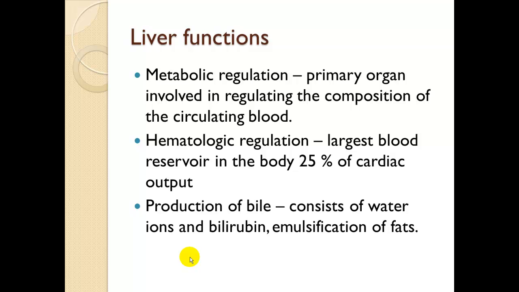Liver functions. Metabolic regulation. The primary organ involved in regulating the composition of the circulating blood, and that's the liver's function. Hematological regulation, largest blood reservoir in the body. 25% of the cardiac output runs through the liver or is stored in the liver at any given point. Production of bile consists of water, ions, and bilirubin. And bile does one thing for us. It emulsifies fat. So if you think of it as Dawn dishwater, it will emulsify or help us break down fats.